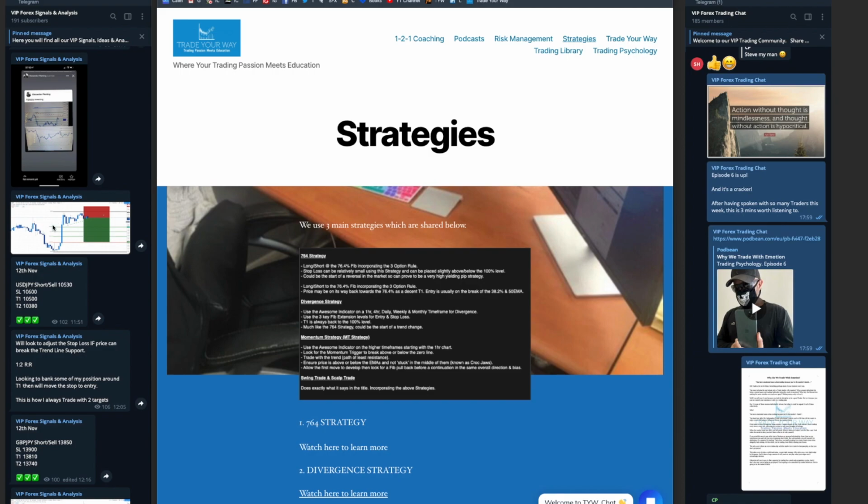This is what we shared on the 12th of November in our trading group, one of our trade groups that shares all the analysis and the signals. 105.30 short, T1 105, T2 103.80, so 150 pips, roughly a 1 to 2 risk to reward ratio. But even here I did say we'll look to adjust the stop loss if price can break the trendline support. So it was testing that support, and then it broke. And this is how I always trade with two targets, so we can always take partial profits and bank some along the way. And so yeah, it worked out really well.